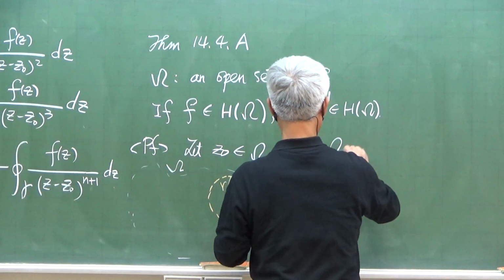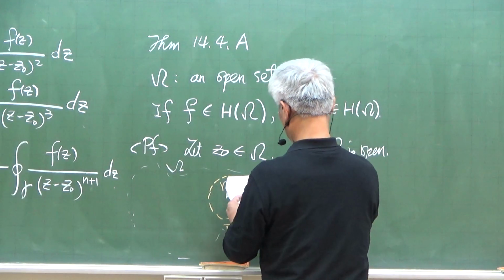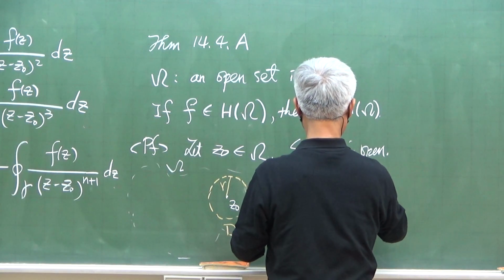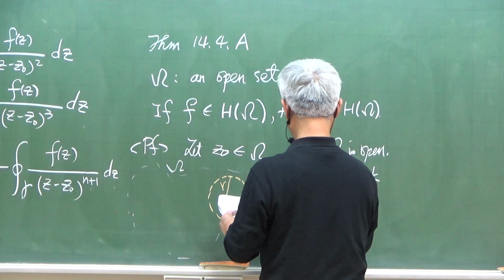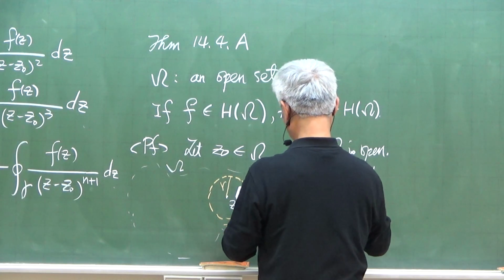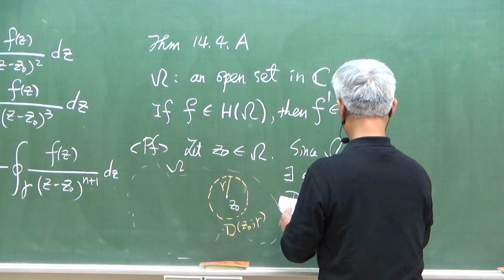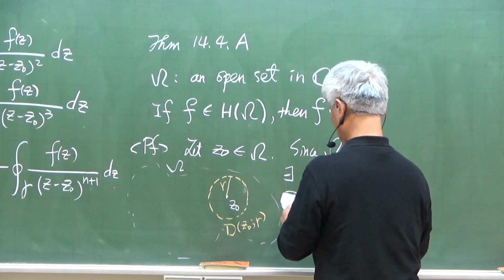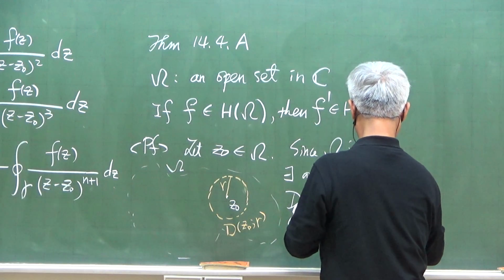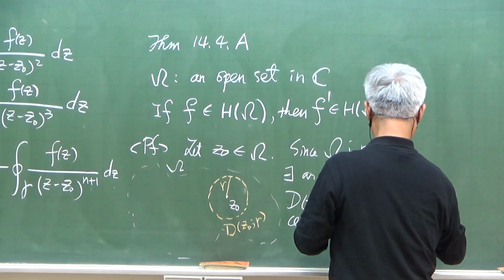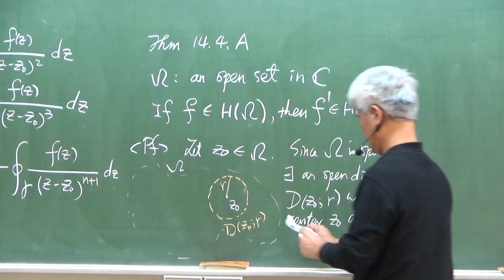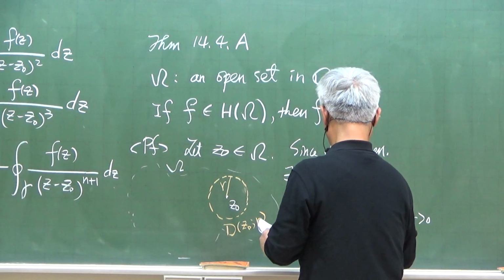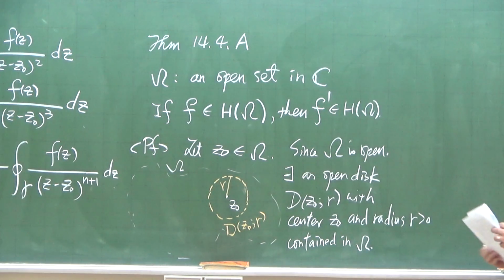Since omega is open, right? There exists an open disk D(z0, R), okay, with center z0 and the radius R greater than 0, contained in omega. Okay?